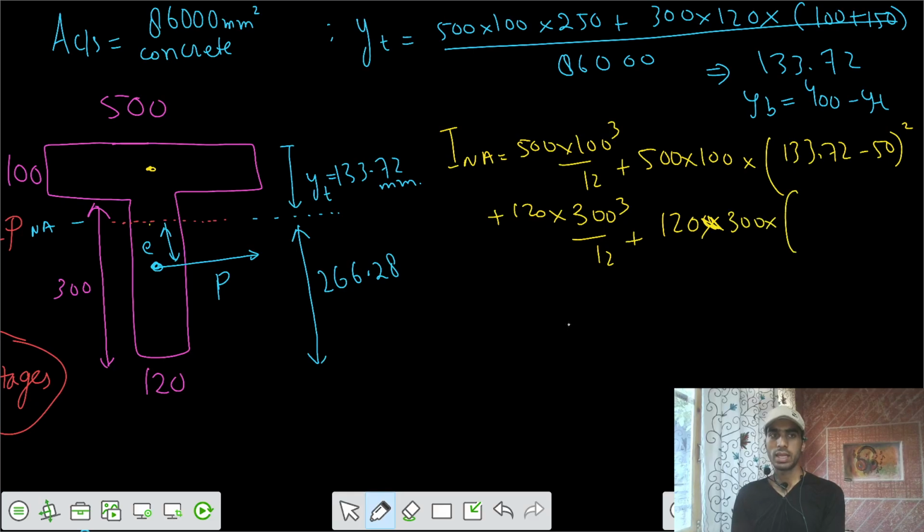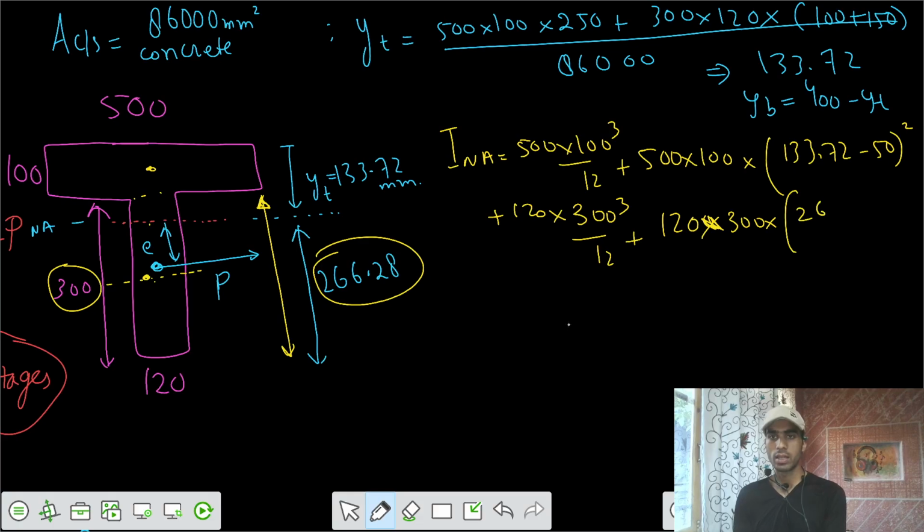What is the value of d? I would say the centroid for this rectangle is somewhere at 150, and I would say this is 350. This is 300, the yellow line. And I have to go to the centroid. Let's say the centroid is somewhere here at 150, and I know that this is at 266.28.